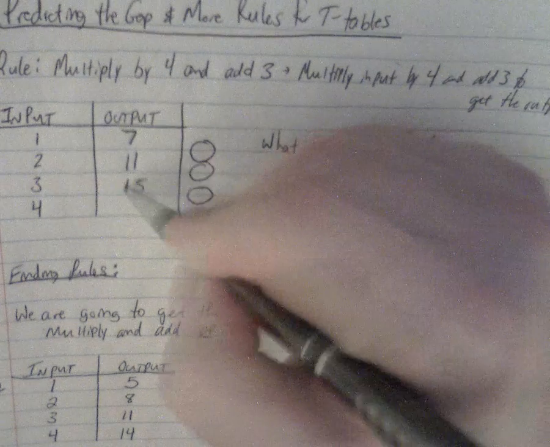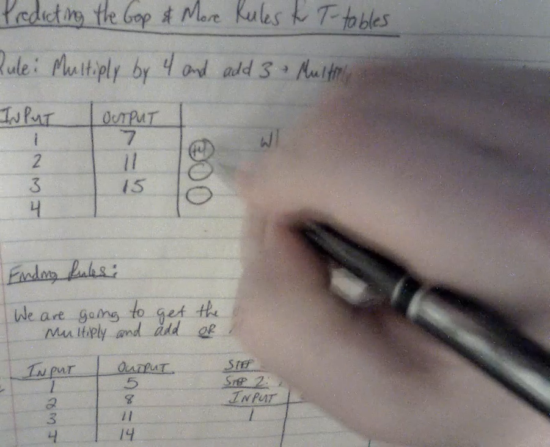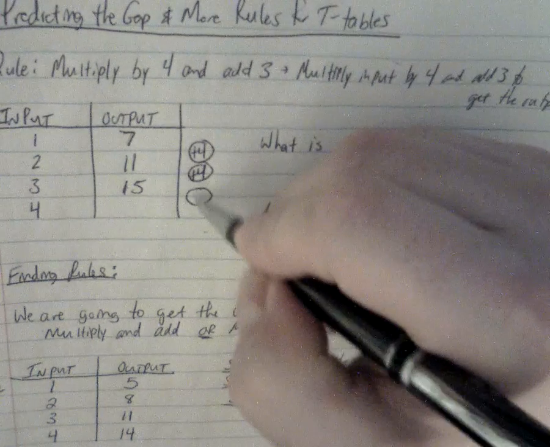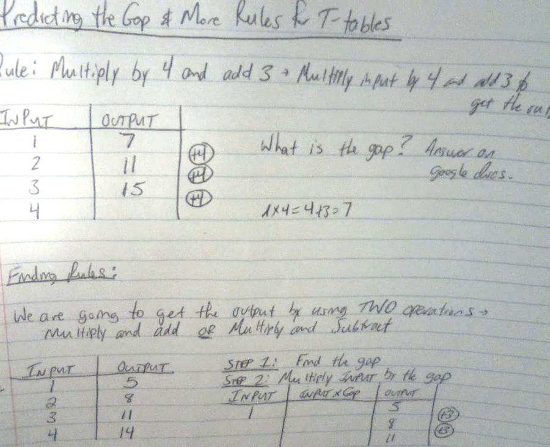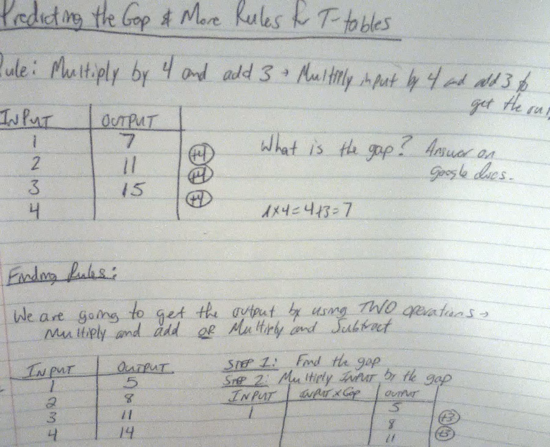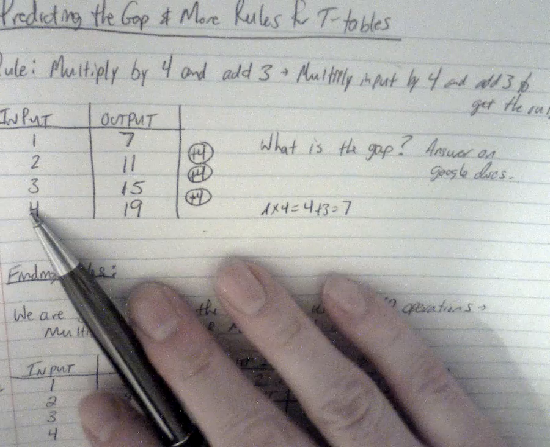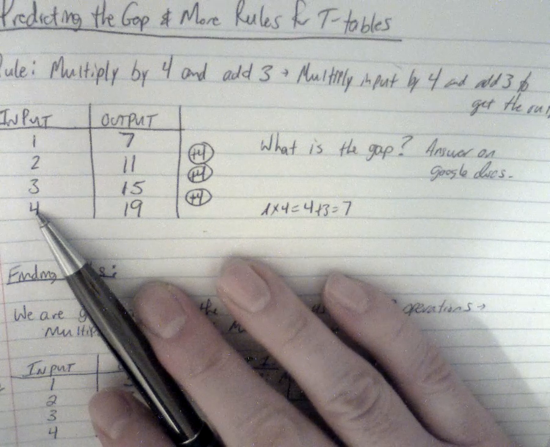So it's pretty clear that you can see what's happening to our gap. Each time we are going up 4. Do I even need to do the last one? Probably not, because I know that 15 plus 4 is 19. But let's use our equation. 4 times 4 is 16, plus 3 is 19.